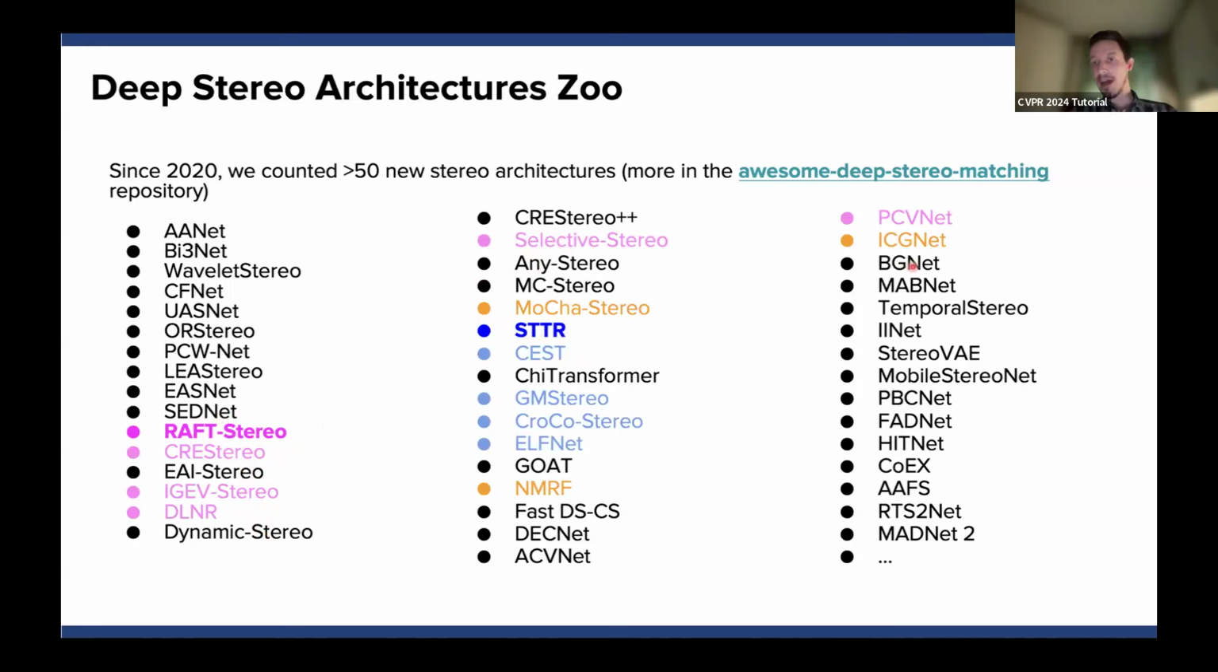Finally, in orange, I'm highlighting some deep stereo architectures that are currently being presented at CVPR 2024. So I will just mention them. They are very, very interesting. Unfortunately, we don't have the time for covering them, but I think that if you are in Seattle, you have the chance to talk with the authors.